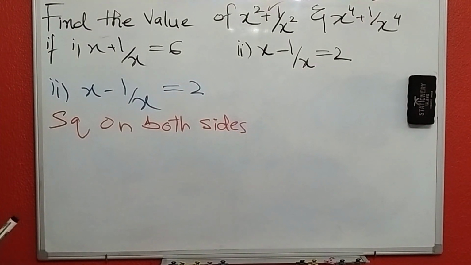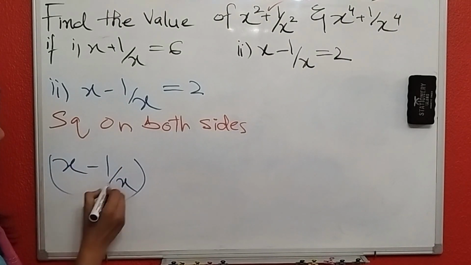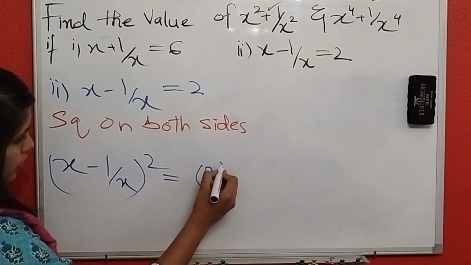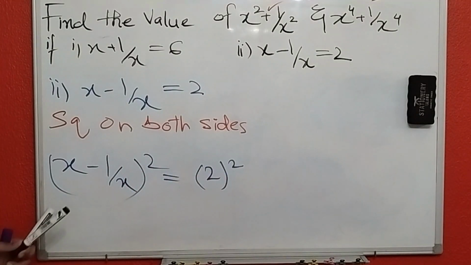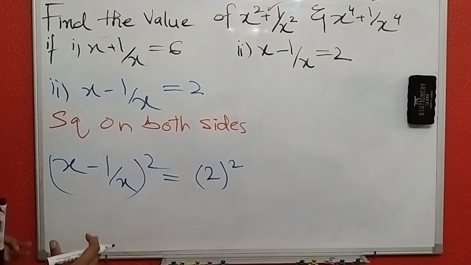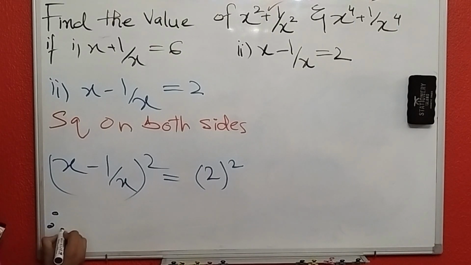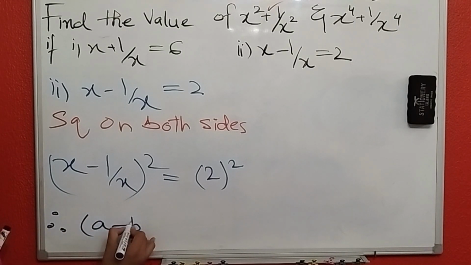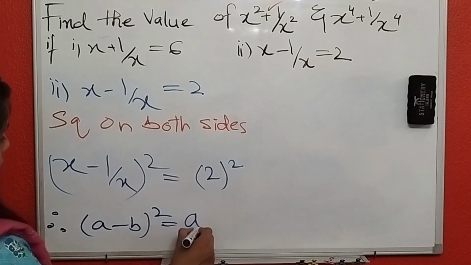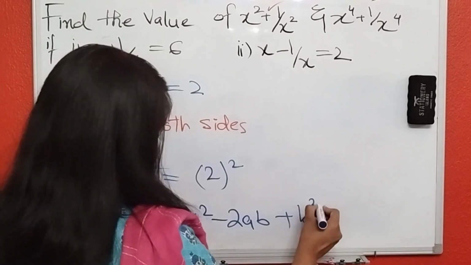Then x minus 1 over x whole square is equal to 2 square. Which formula should I use here now? As you can see, these two values are subtracting each other, and this value has whole square on them. Then which formula should I use? I am going to use a minus b whole square is equal to a square minus 2ab plus b square.